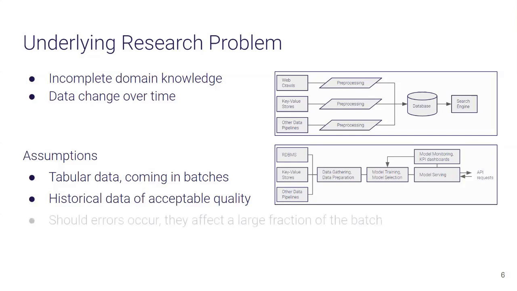As for the last assumption, we consider that in case errors occur, they most likely affect a large fraction of the batch. For instance, missing values or wrong encoding will affect the whole batch of data rather than a single record or a single cell. So these assumptions let us try out the following approach.